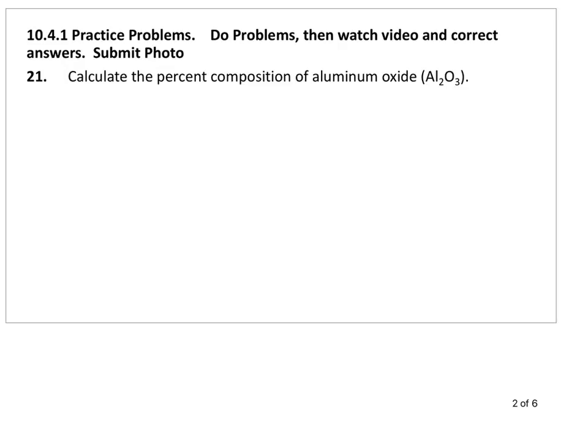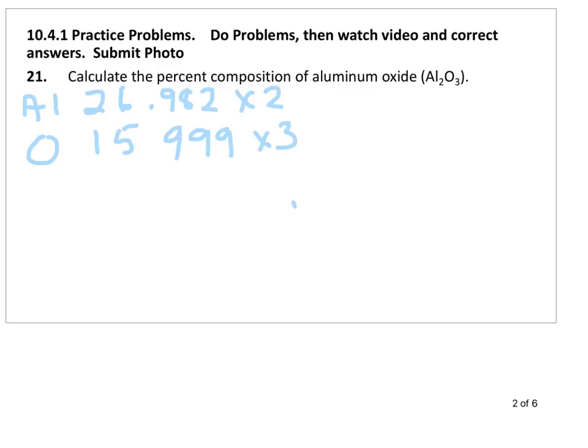So here we want to find the percent composition of aluminum oxide, Al2O3, and we start by finding the molar mass of aluminum oxide. Here you'll want to be writing out everything on finding your molar mass. So we've got aluminum, we've got oxygen. Looking at the periodic table, we find 26.982 for aluminum's molar mass, oxygen 15.999, times 2 and times 3, as there's 2 aluminums and 3 oxygens. Do our multiplying and we get 53.964 grams, and we get 47.997 grams.